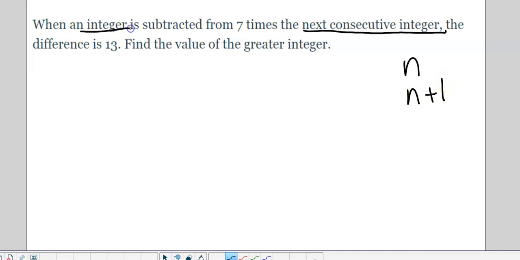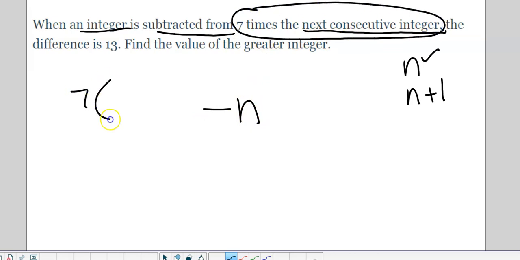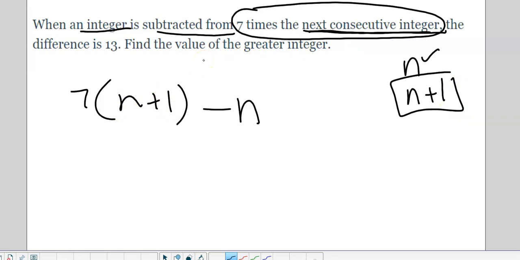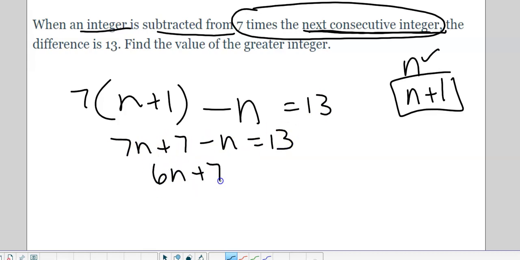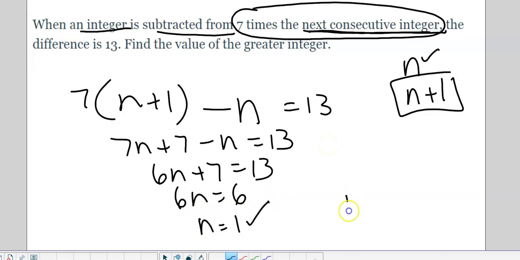So when an integer, that's this one, is subtracted from, that means this. 7 times, that means this. And the next consecutive integer, that means this. The difference is 13. All right, 7n plus 7 minus n equals 13. 6n plus 7 equals 13. 6n equals 6, so n equals 1. So find the value of the greater integer. Well, this is the smaller one. So the greater one would be 1 plus 1, or 2.